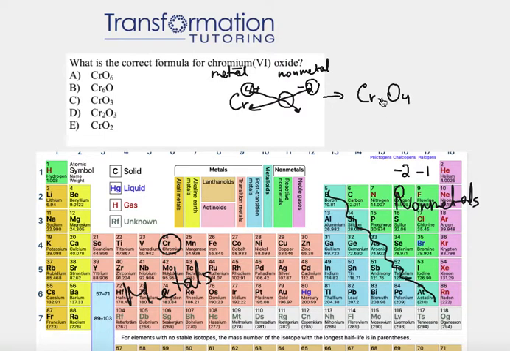Cr2O4. However, 2 and 4 can be divided further. So we're not going to leave it as Cr2O4. We will divide them further. They both can be divided by 2. And so what we will get will be Cr1, but usually the 1 is not written, so just Cr, and I have O2. So CrO2 is my answer, which is choice E.